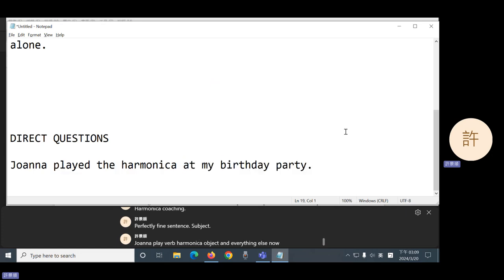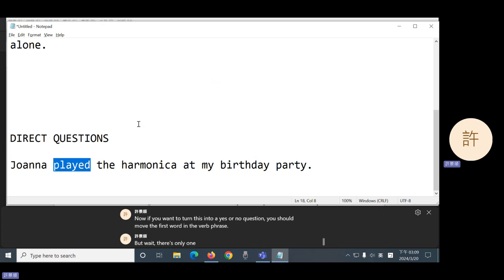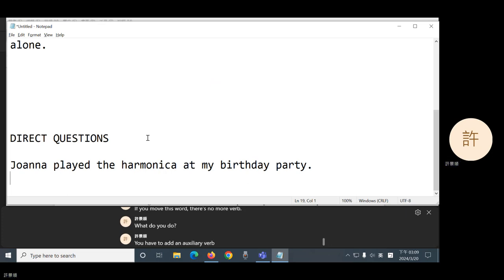Now, if you want to turn this into a yes or no question, you should move the first word in the verb phrase. But wait, there's only one verb in this verb phrase. If you move this word, there's no more verb. What do you do? You have to add an auxiliary verb. Now, this is not only an auxiliary verb, it also expresses past tense. So you don't need to say that it's the past tense again.